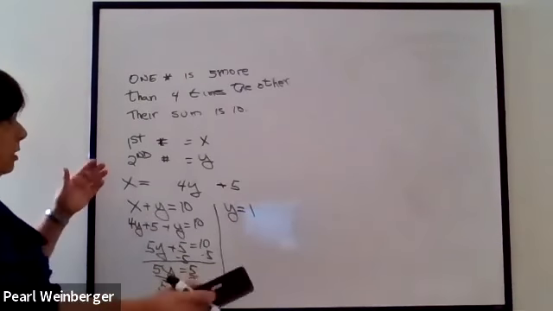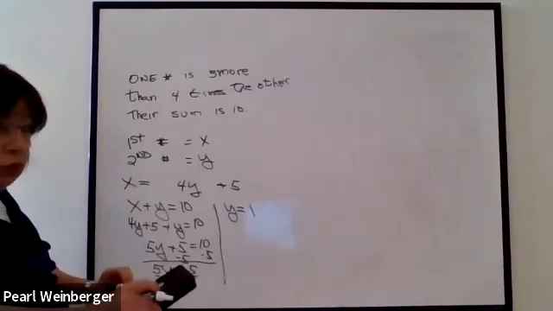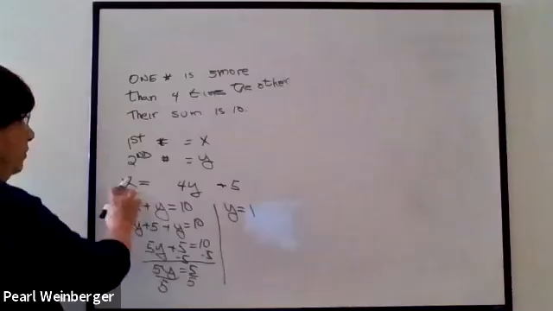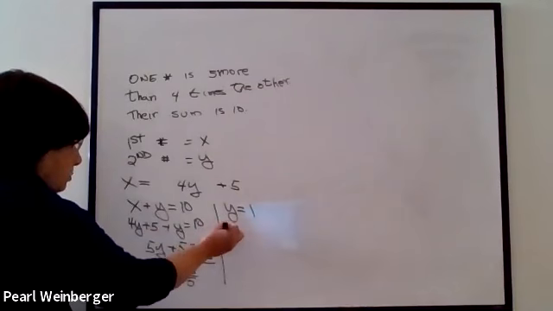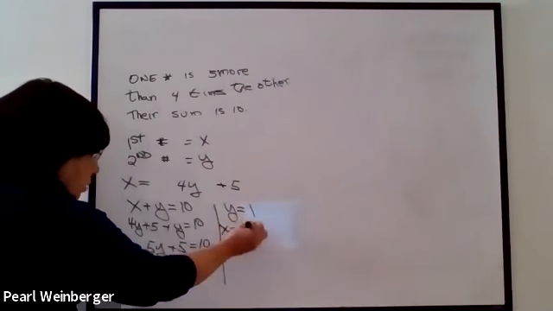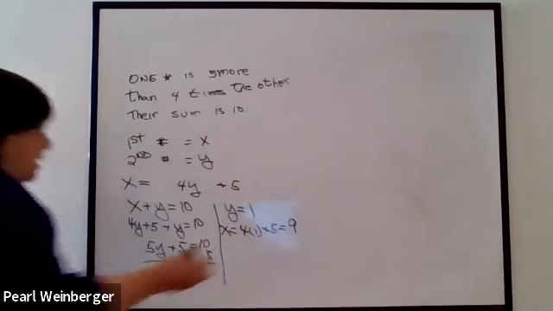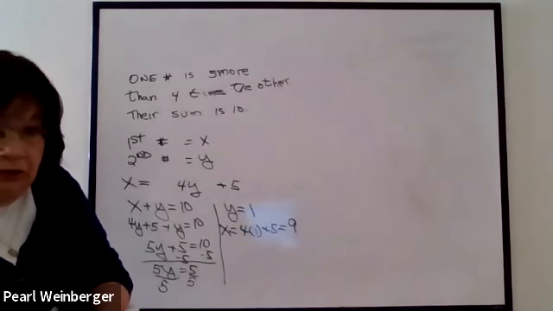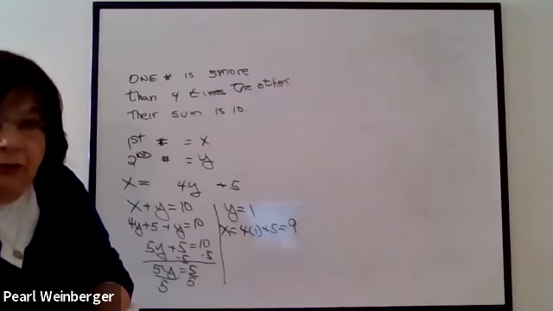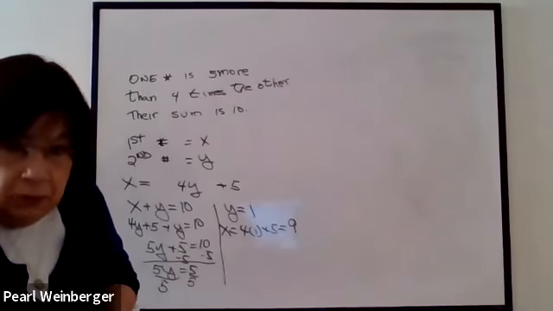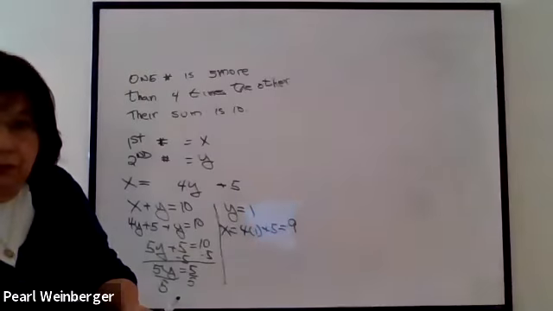Now, we were told to find the numbers, which means not just one of them, but both of them. So let's see if we can figure out what x is. Well, here's the statement that tells me what x is. X is 4y plus 5, so it's 4 times 1 plus 5, and 4 times 1 is 4 plus 5, so that gives me 9. So my 2 numbers that I'm looking for are 1 and 9. So is there any question about how we go about setting up this system of equations to solve the question?